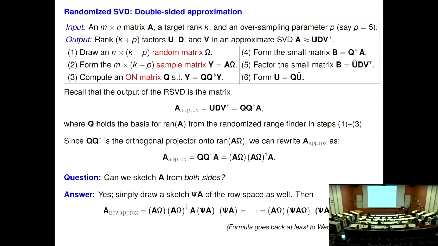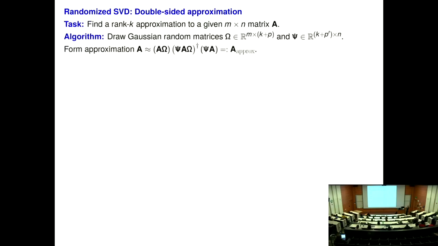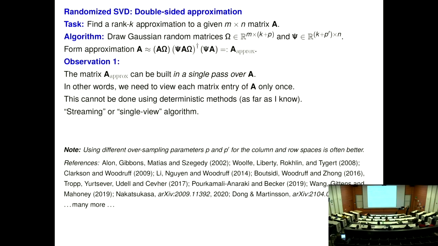So if I use this approximation instead, I gather samples from the row space. So I have my sample from the column space, and now I do the same thing with a matrix psi that looks like this. So I get samples from the row space. I use this as the approximation. This formula simplifies, so you can write it like this. Now notice that something interesting happened, because I can collect these samples, this matrix and that matrix, in a single pass over the matrix.